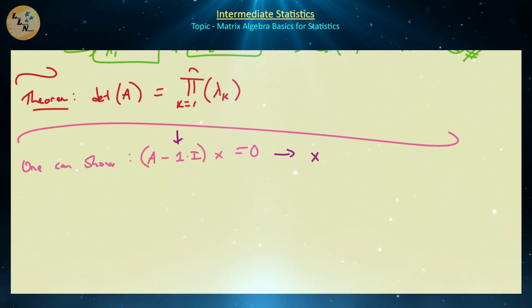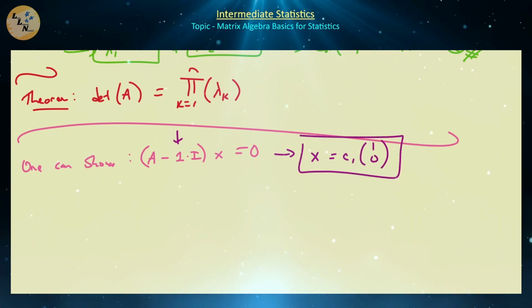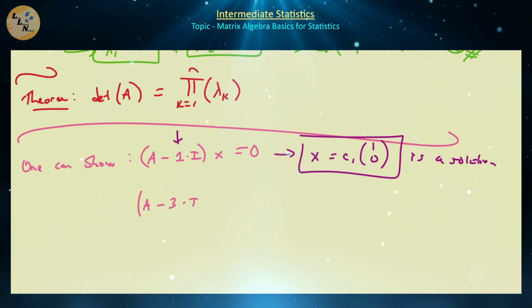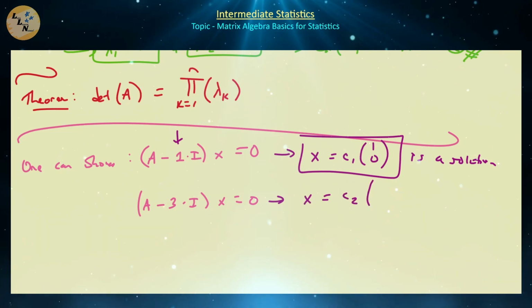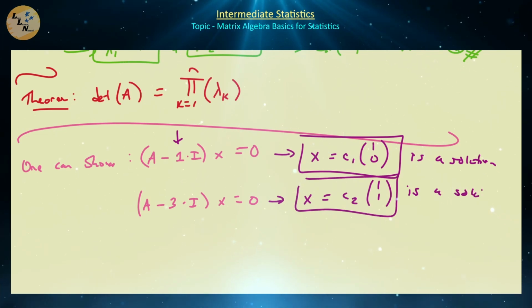So one can show that the solutions are going to be of the form c1 times 1, 0. So any scalar multiple of the vector 1, 0. So that's the general solution. For every eigenvalue, there's actually infinitely many associated eigenvectors, but they're all scalar multiples of each other. So if we take, for example, the other equation, A minus 3 times I, x is equal to 0, and solve that, you can show that all the solutions are going to be scalar multiples of the vector 1, 1. So that's going to be the general solution.